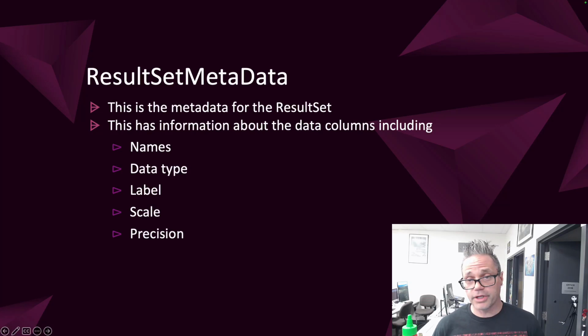Your metadata is how you can get information about that. ResultSetMetaData is the information, of course, about the information. It's the same idea of metadata all the time. This has information about our columns, including the names, the data type, the label, the scale, and the precision. This is really helpful in understanding what exactly we're working with, whether it's a number, what kind of value we're working with, all that kind of information. Metadata is your friend. I recommend extracting it and using it to do anything cool you want to do.